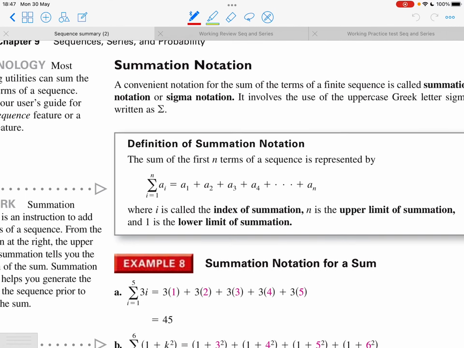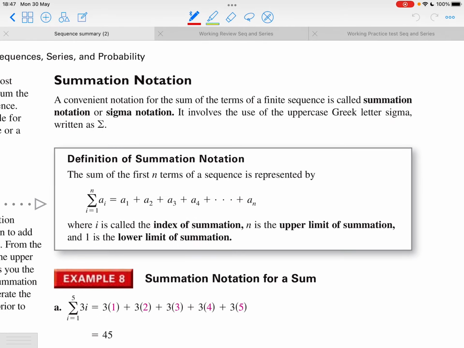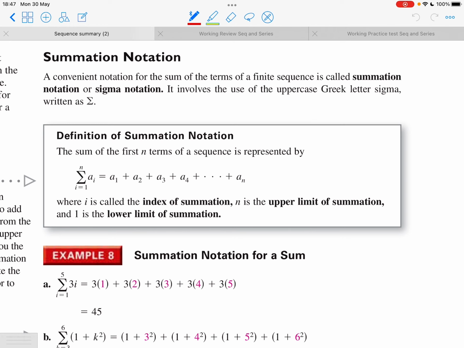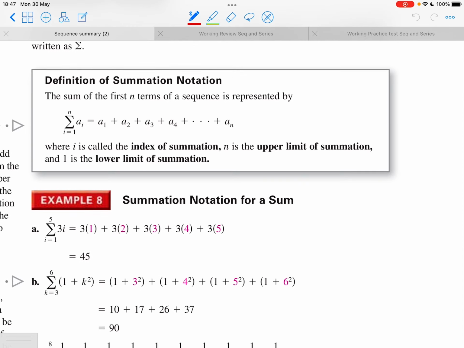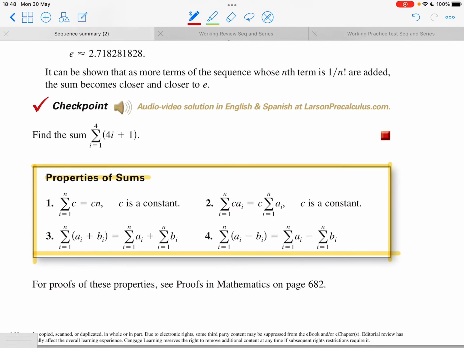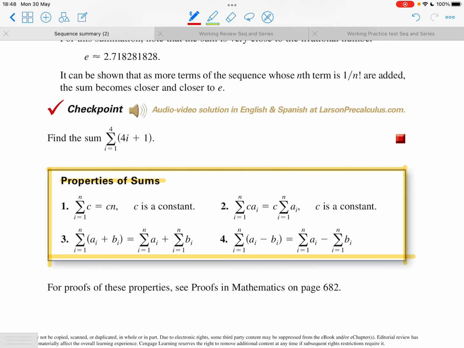Factorial is another kind of sequence that's defined by the factorial sign. Now summation is just a notation, summation from 1 to n. And then there are properties of sums: the summation from i equals 1 to n of c equals c times n, where c is a constant.